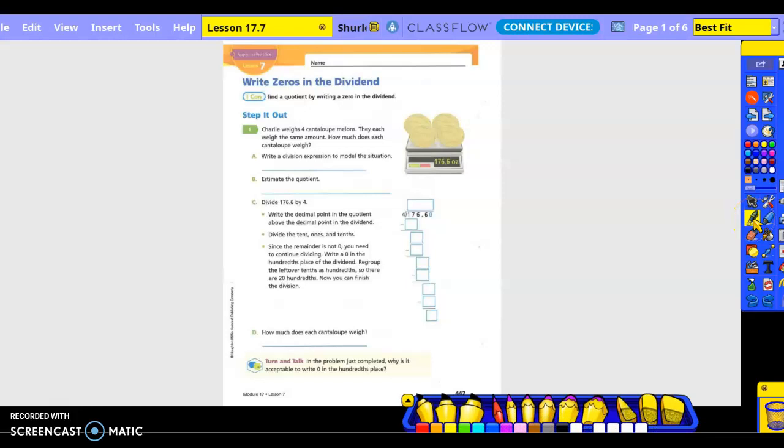So what is our total, guys? 176 and 6 would be our dividend, right? Divided by, what's our divisor? 4. Okay, so they want us to estimate that. What is a multiple of 4 that gets us close to 17? 16 is the low, 20 is the high. Which one would be closer, the 16 or the 20? Okay, so we're going to say 160, right?